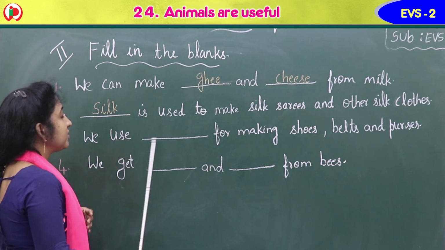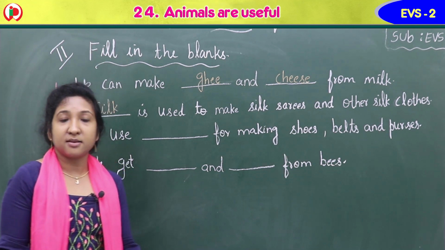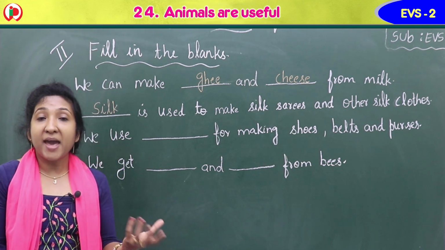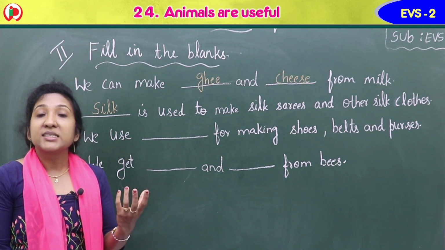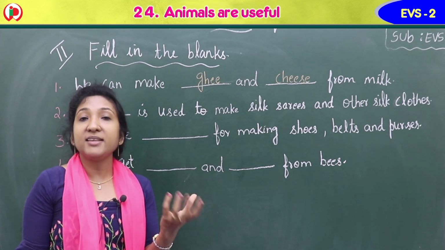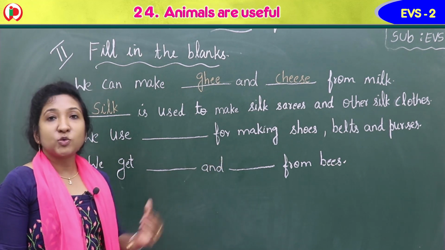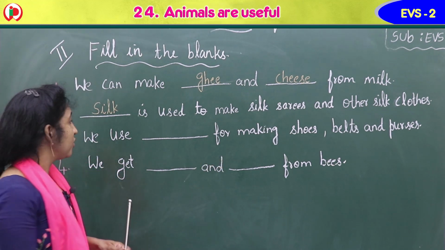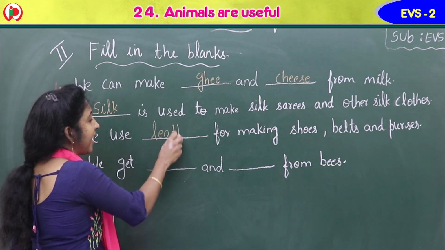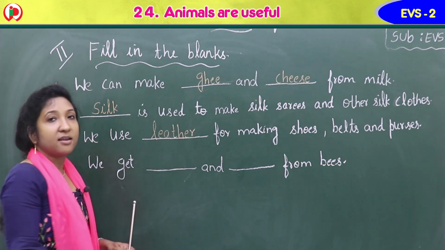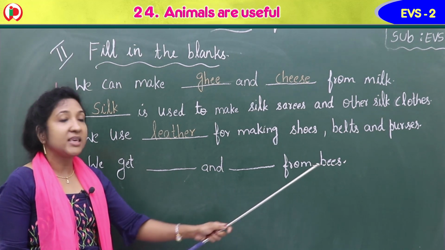Now, third, we use dash for making shoes, belts and purses. For making shoes, bags, belts, purses, jackets, what do we use? Skin of dead animals gives us leather. So that leather we use to make shoes, belts and jackets and all. So we use leather, L-E-A-T-H-E-R, leather.